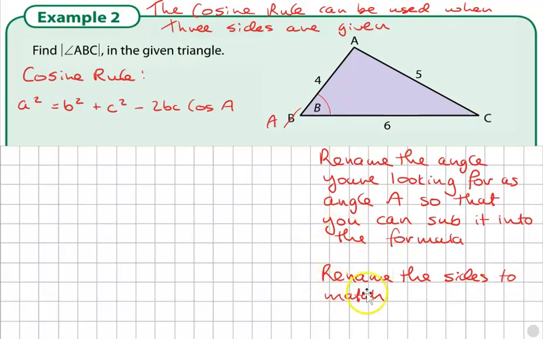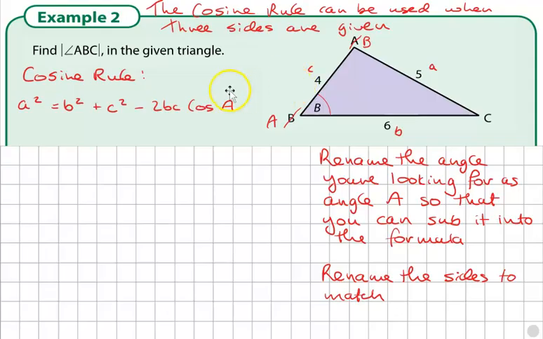So we rename the sides to match. If this is now capital A, angle A, the opposite side 5 gets labeled as lowercase a. This capital A has to be relabeled as B because we can't have 2 angles called angle A. So we relabel this as capital B, and then the side opposite it gets labeled as lowercase b. And then angle C can stay as it is. There's no need to change that. And then the side opposite it becomes lowercase c.